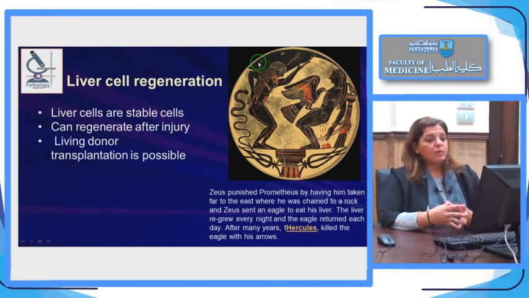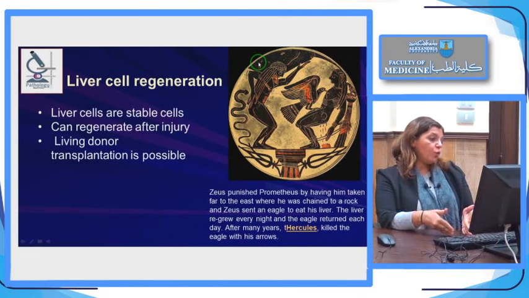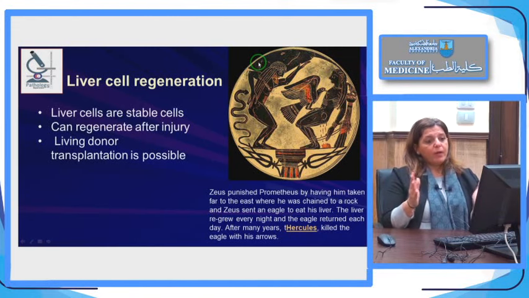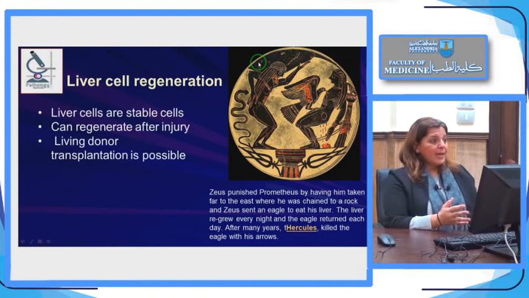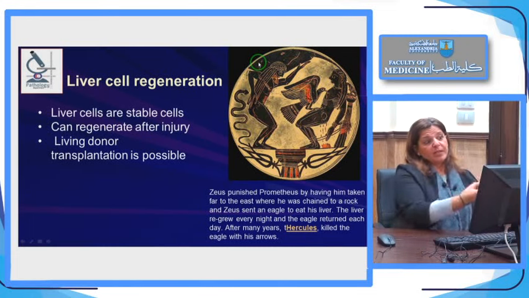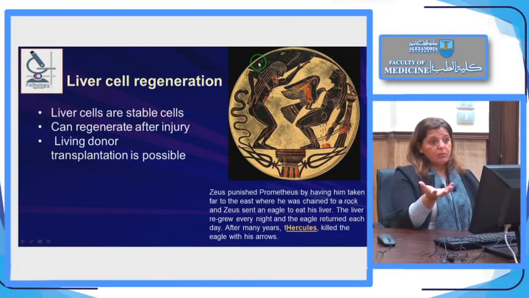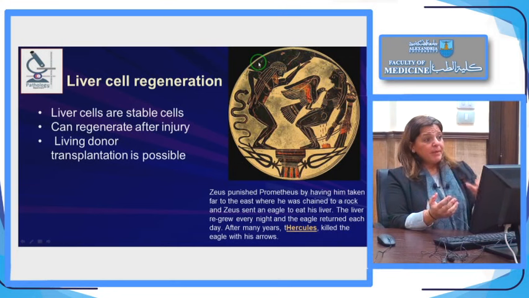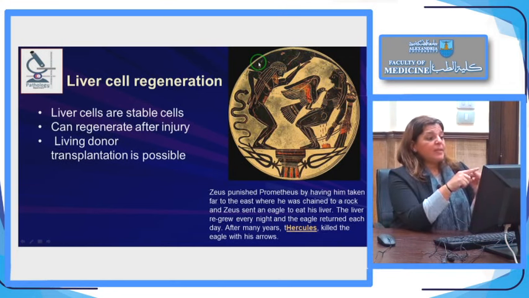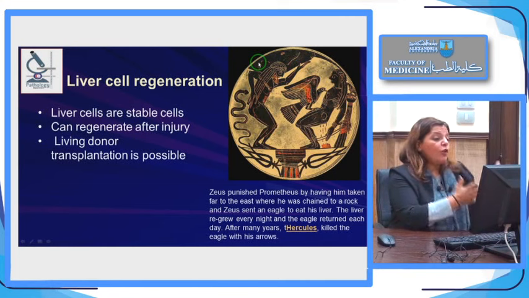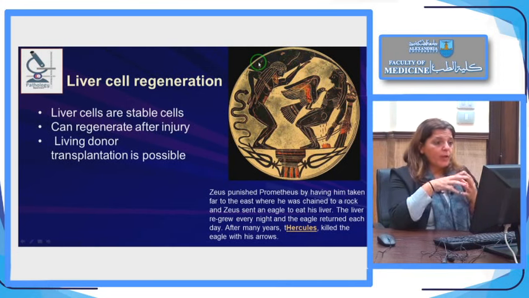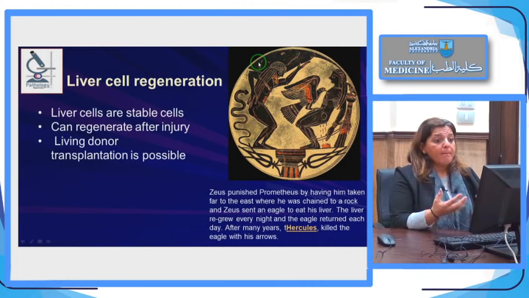And that's a very, very important basis for what we call liver donor transplantation. If we take away half of the liver or a third of the liver of a healthy person, that liver, under the effect of that injury of having half of its components taken away, will regrow back to the normal size. Based on the fact that these are stable cells, and the liver can regrow back to its normal size, living donor transplantation is possible today. So a liver transplantation from a living donor.